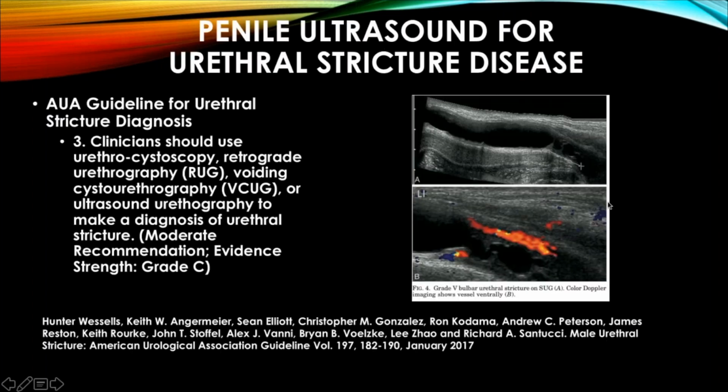Now, penile ultrasound, as I said, can also be used for urethral stricture disease, and some people inject gel and even bubble type gel and gel type contrast per urethra, but you can see these areas right here have an irregularity of the urethra, and this is urethral stricture disease. It is in the current AUA guideline for evaluation of urethral stricture disease. You can either use cystoscopy, retrograde urethrography, voiding cystourethrography, or ultrasound urethrography to make the diagnosis of urethral stricture.